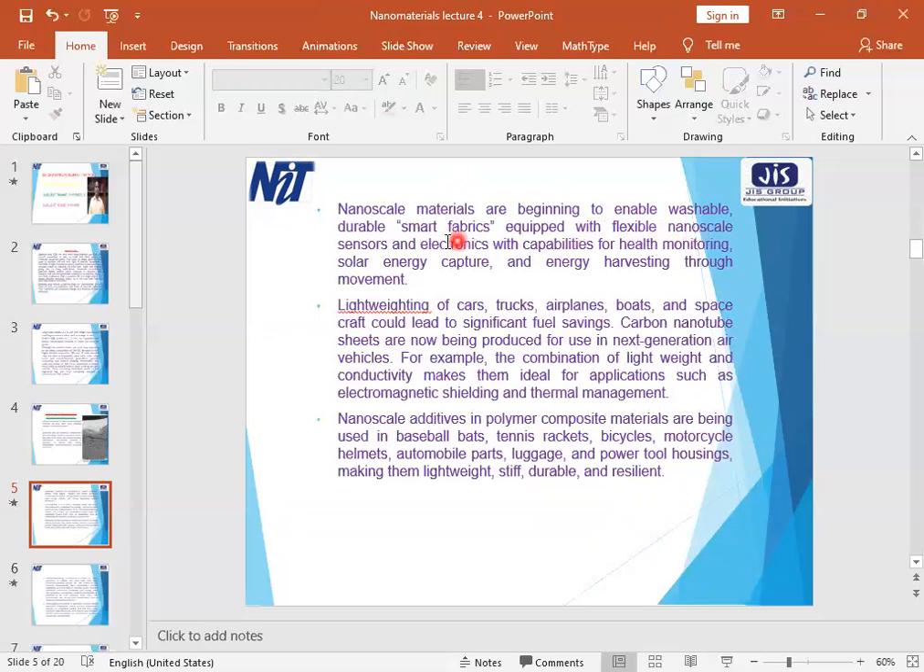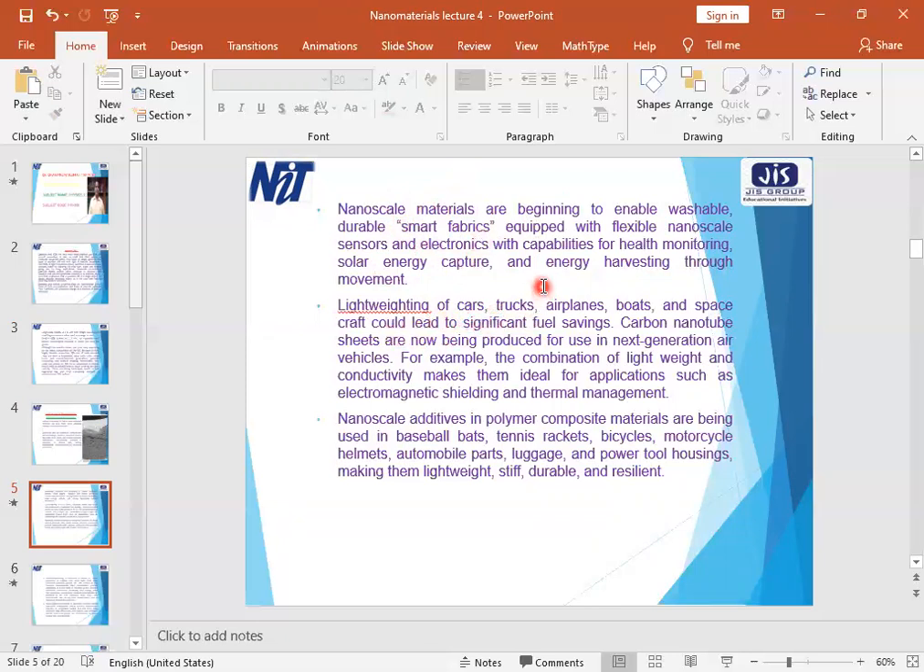So flexible nanoscale sensors and electronics with capabilities for health monitoring, solar energy capture. If you want to capture solar energy so that vitamin D can be produced in your body, solar rays are the only source of that, so that can be captured. And energy harvesting through movement. When you are moving, you are using that energy. That energy should be converted. So that device can be made with the help of nanoscale materials by using the smart fabrics.